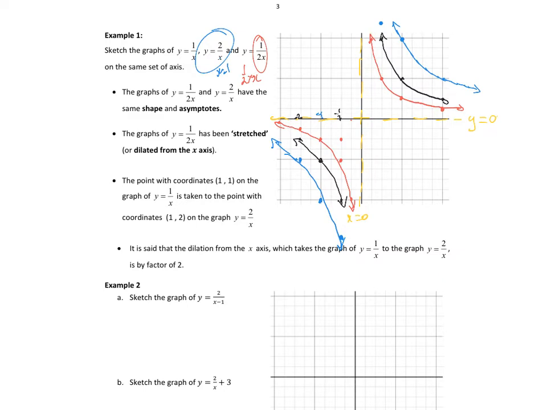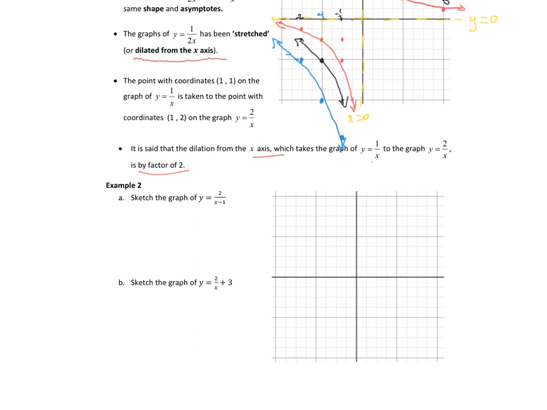So we'll talk about these as dilations, dilated from the x-axis. If we dilate from the x-axis, it means that every y value gets multiplied by the factor. So here I have 2 times 1 on x, each y value multiplied by 2, so every point has been stretched up. Here we're multiplying by a half, so every point is half closer. So more formally, the dilation from the x-axis, which takes the graph of 1 on x to y equals 2 on x, is dilated by a factor of 2, so it's twice as big.